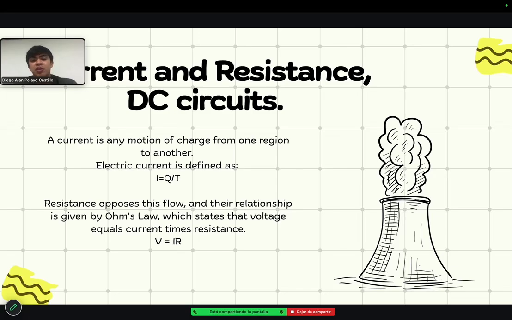So in simpler terms, current represents how many charges are moving through a wire over time. And in most circuits, electrons are the moving charges, although we describe current as flowing from the positive to the negative terminal.